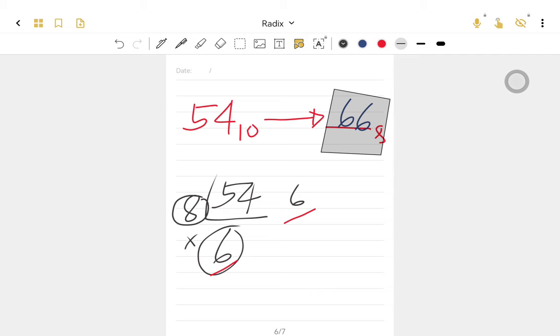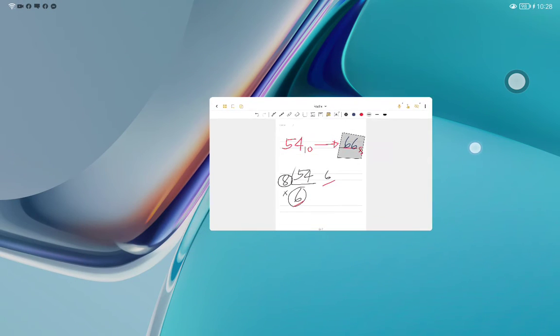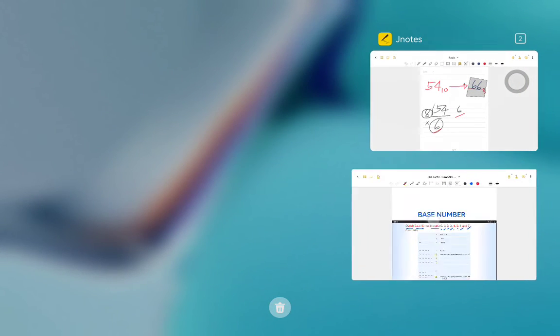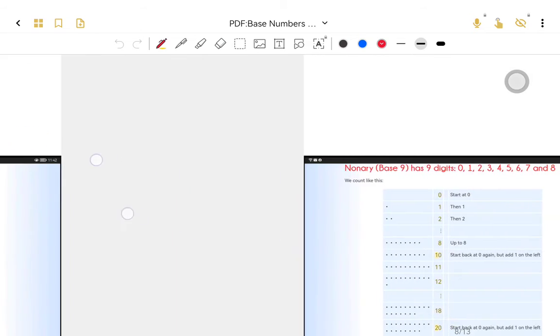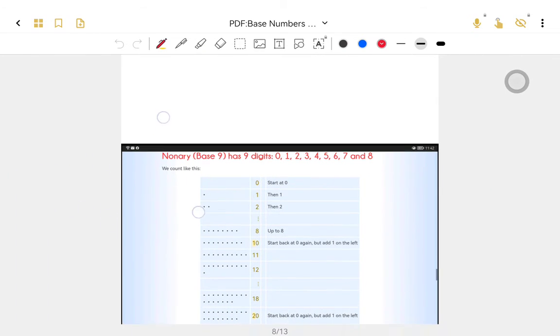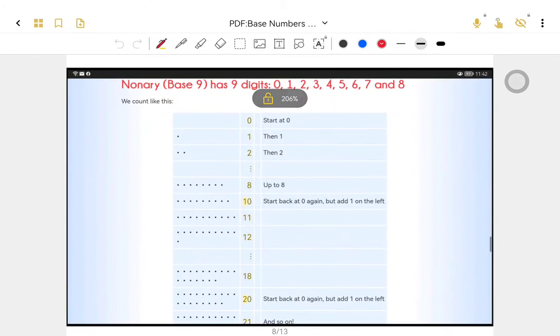Alright, so that's all for base of 8. So let's proceed to base of 9. How to deal with the base of 9? That is what we call nonary. Nonary is the base of 9, and therefore it has 9 digits from 0 going to 8. The same with the octal, after the number 8, you start again with 0, but you write 1.